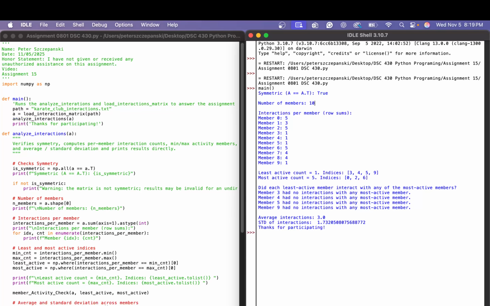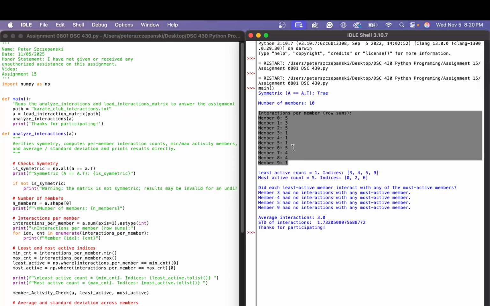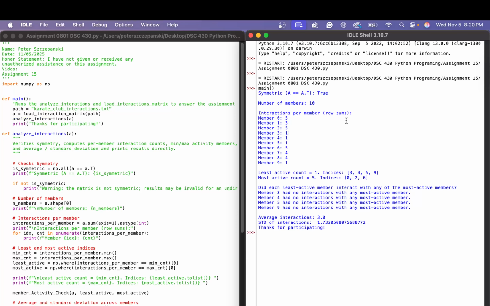So the first thing I checked is, is it symmetric, which is true. The number of members was 10. Then I returned the interactions per member using row sums. The least active count were the indices 3, 4, 5, and 9, and most active were 0, 2, and 6. And then I checked, did the least active members interact with any of the most active members? And as you can see here, 3, 4, 5, and 9 had no interactions with the most active members.